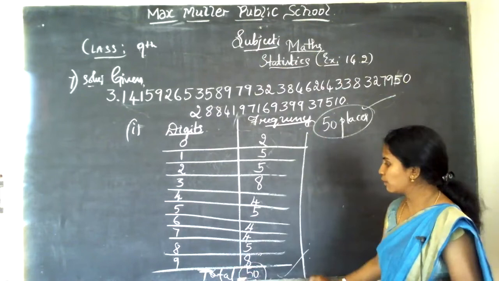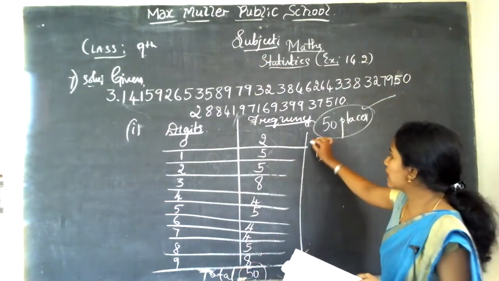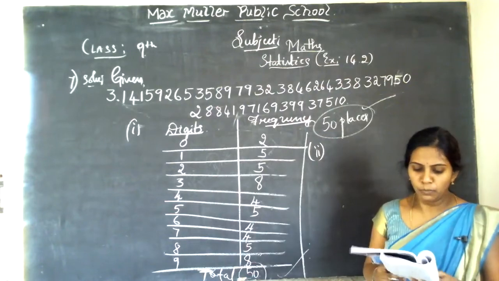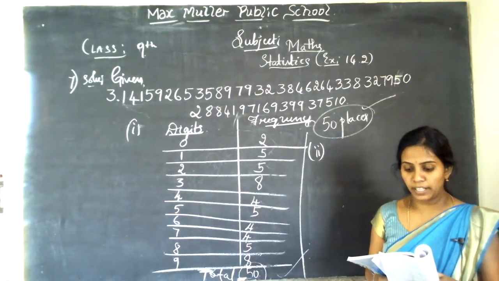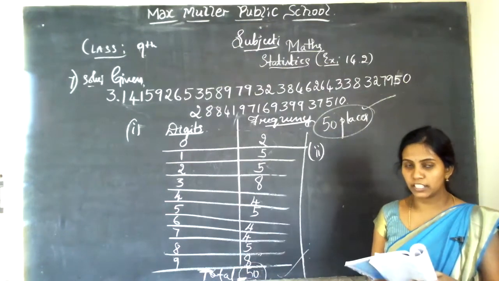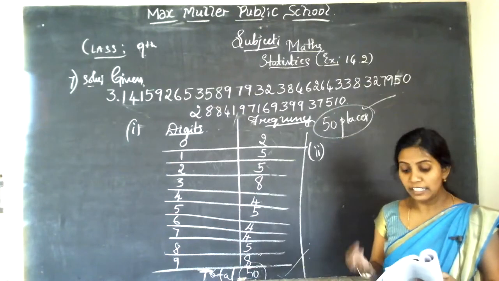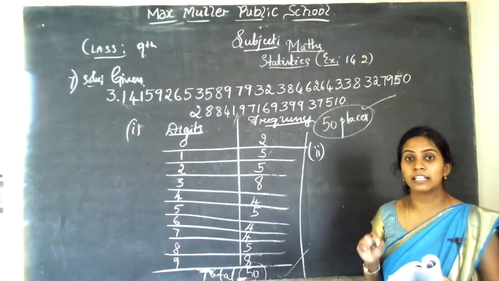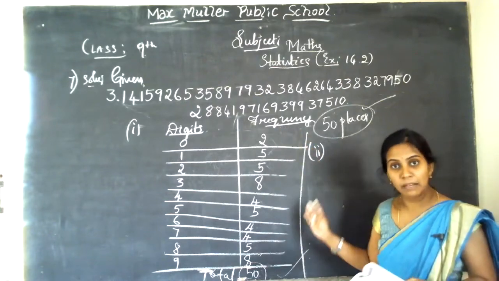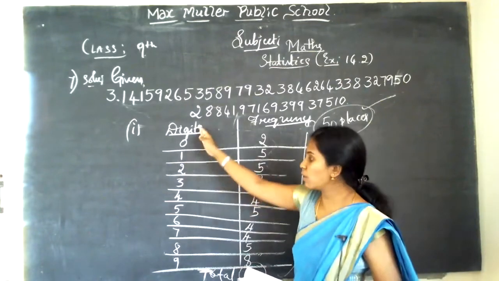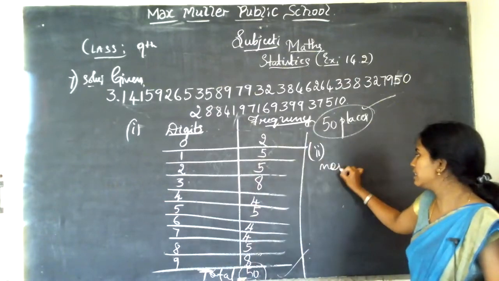Next, the second subdivision they have given. In the 7th one, the second part asks: what are the most and least frequently occurring digits? You have to find the digits. They have not asked about frequency. They have asked about digits. You have to concentrate on digits. What is the most occurring digit?